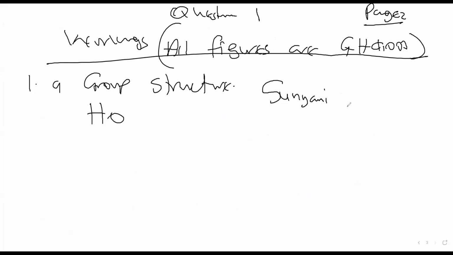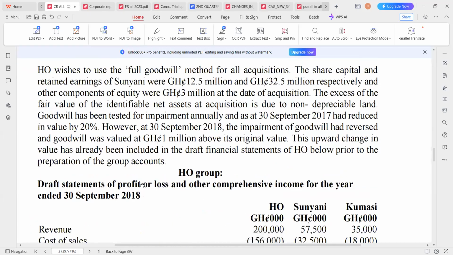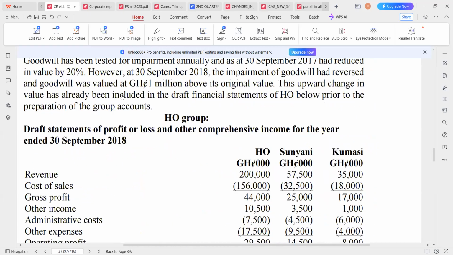Sunyani Limited, who acquires 60%? That's it. I am interested in a control structure on October 1st. I'm not interested in any other stuff again.